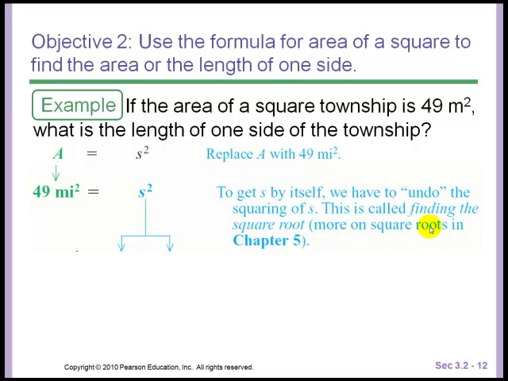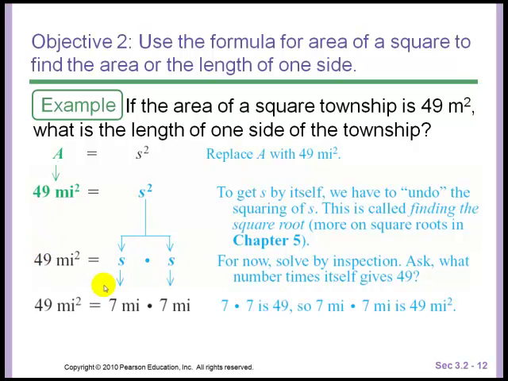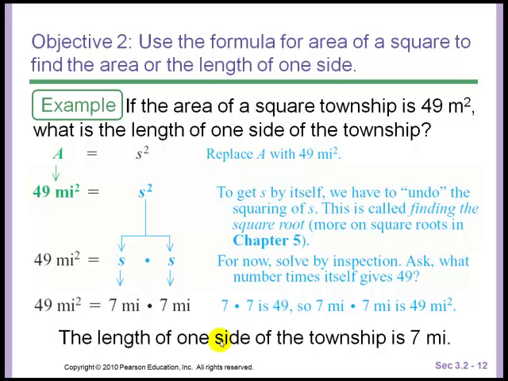You will learn more about that not this semester. We're not going to get to Chapter 5. You'll actually learn about it mostly in 902. However, for now, we're going to solve it by inspection. What that means is you're going to look and ask yourself, what times what would equal 49? 7 times 7 would equal 49. Therefore, the length of the side of the township is 7 miles, since 7 times 7 would get you the 49.